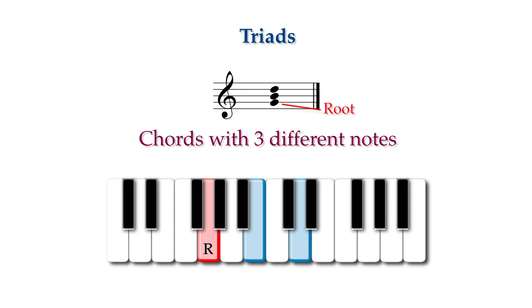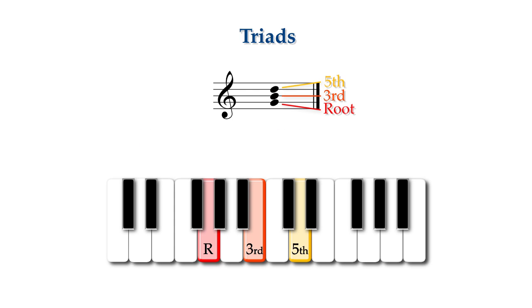The note that we build our chord on is called the root. The note that is a third above the root is called the third. The next note we add is a fifth above the root, so we call it the fifth. Once we have the chord members, we can move the notes in any pattern, in any octave, and they still retain their individual names, root, third, and fifth.